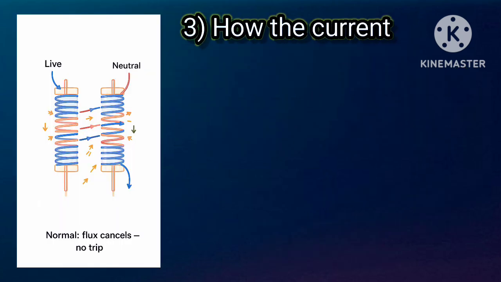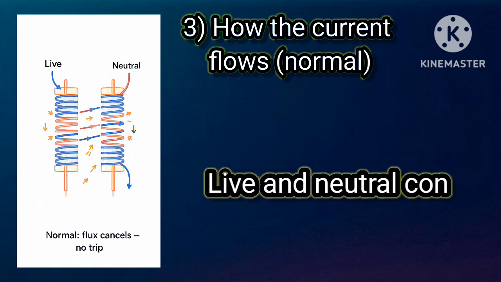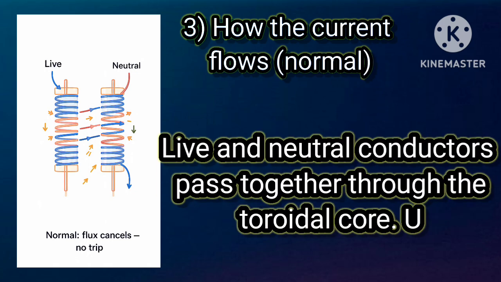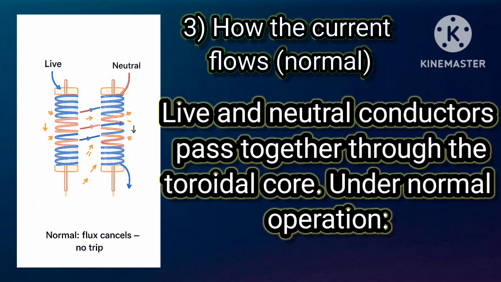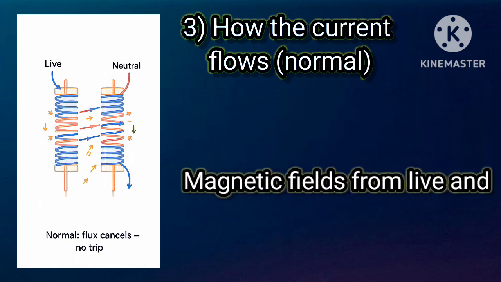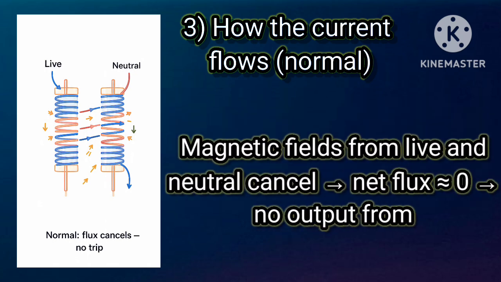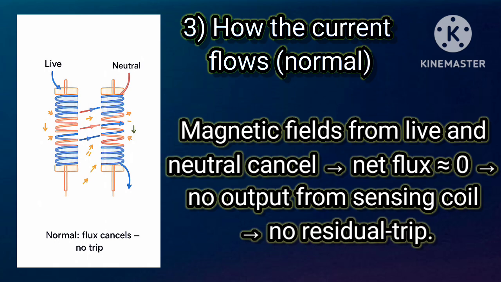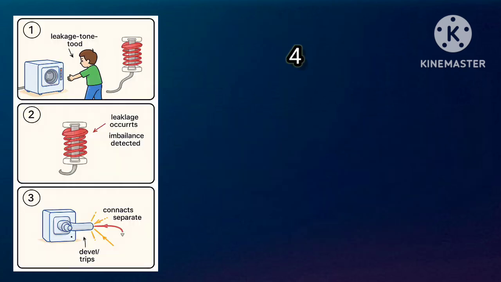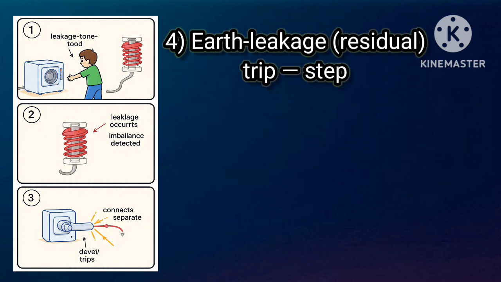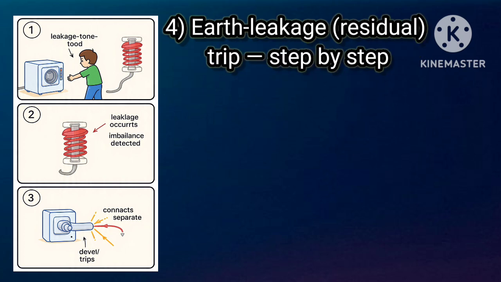3. How the current flows, normal. Live and neutral conductors pass together through the toroidal core. Under normal operation, magnetic fields from live and neutral cancel. Net flux is 0, so there is no output from the sensing coil, no residual current and no trip.